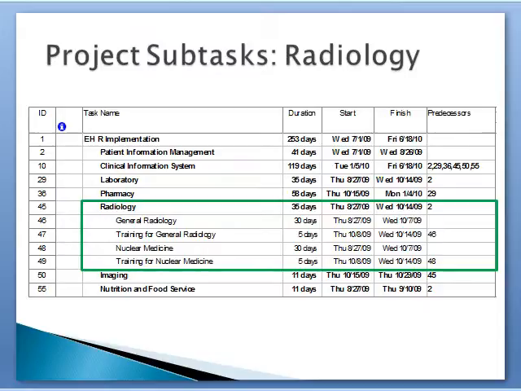The fifth task, radiology, is shown here with the subtask general radiology and nuclear medicine. It is expected to be completed in 35 days but cannot be completed until the patient information management task is complete.